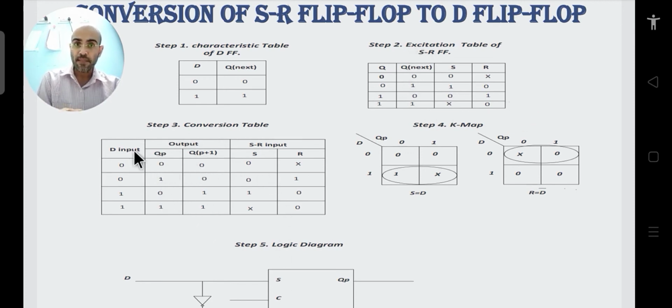Now after doing this, the next thing we have to do is decide the inputs. So for each input S and R, we have to write the K-map separately. This K-map will have the values from D and QP, the input and the present state. So if we write this in a K-map and then draw it for the SR flip-flop, we are drawing the K-map for your SR flip-flop.